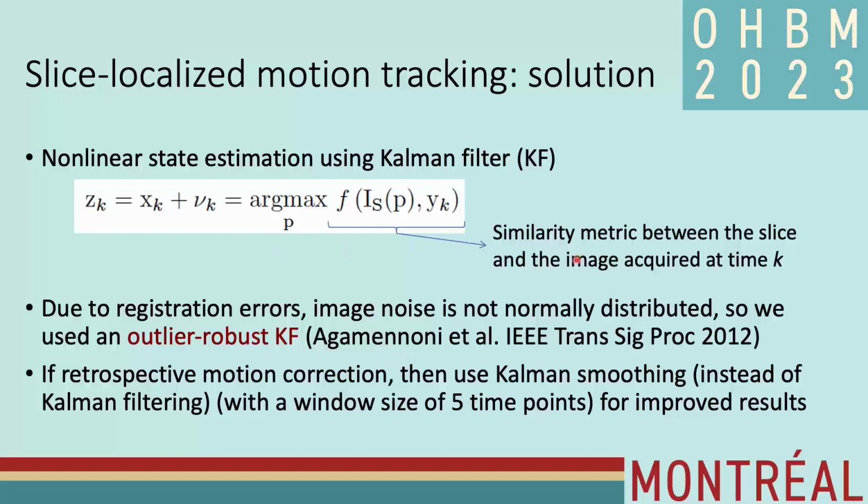So we calculate the similarity metric between the slice and the images acquired at time k and try to maximize that similarity. Due to registration errors, image noise is not normally distributed, so we opted to use an outlier robust Kalman filter. If retrospective motion correction is being done, then we can use the Kalman smoothing instead of Kalman filtering, which can be used with a window size of 5 time points for improved results.